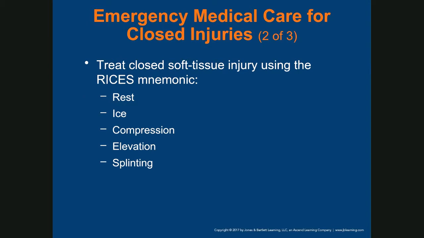Treat closed soft tissue injuries using the RICE mnemonic, right? So if it's a closed soft tissue injury in the pre-hospital emergency setting: rest, ice, compression, elevation, splinting. Now, the ice compress is for the early stages of the injury. There is some literature out there that states no more than 6 hours with ice therapy. Beyond that, heat therapy should be considered.